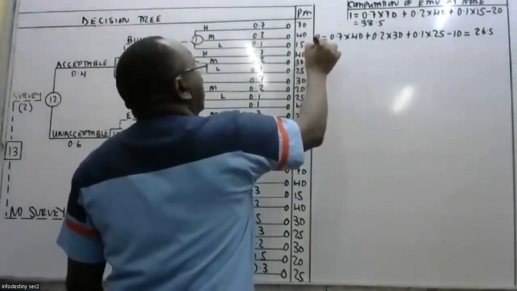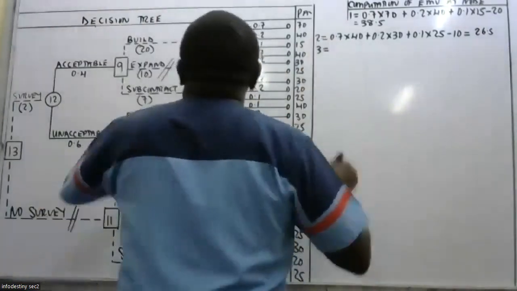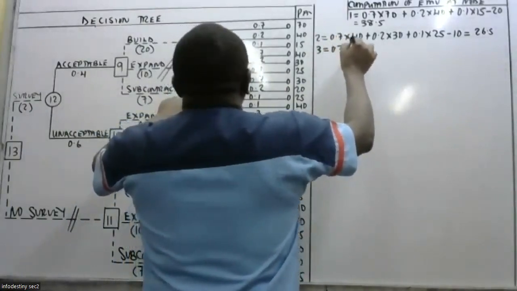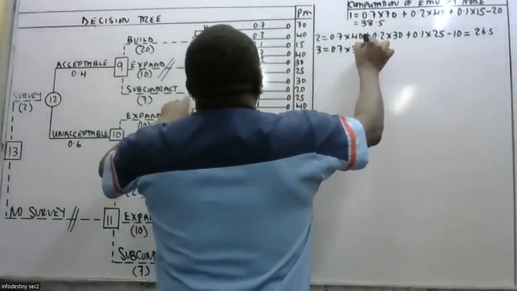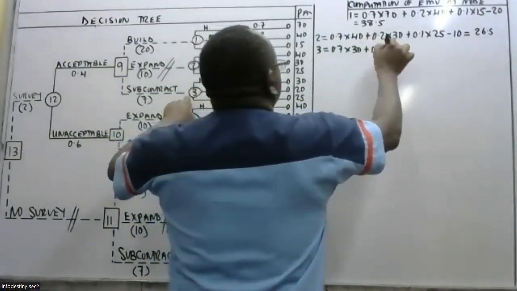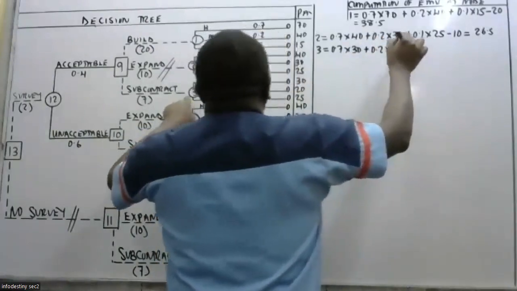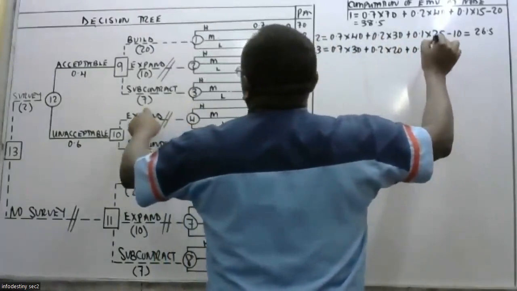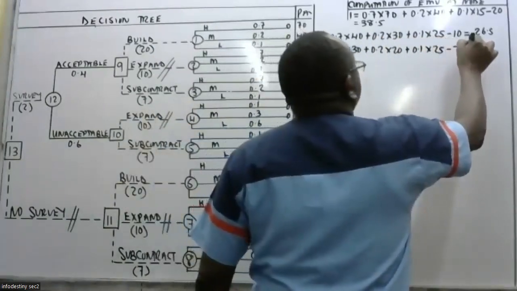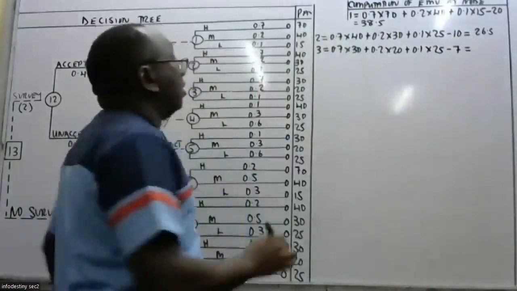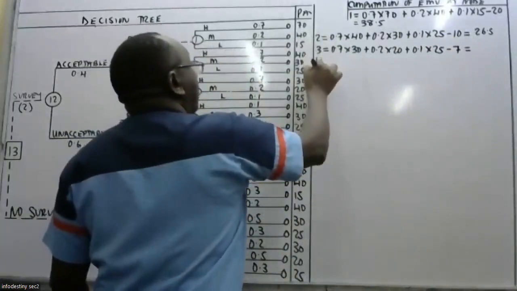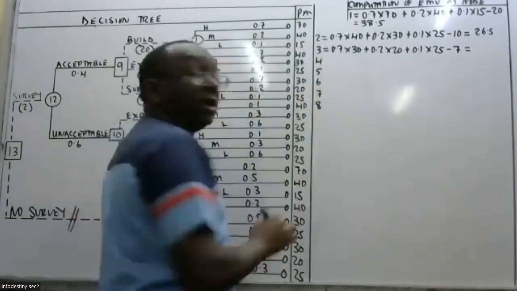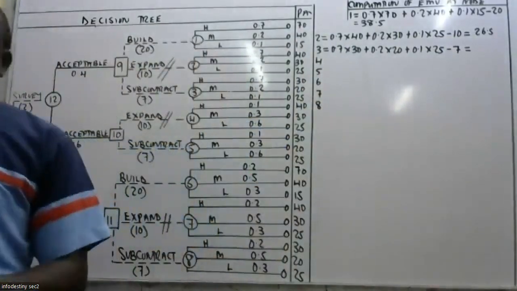We go to number 3. Number 3, we do the same thing. 0.7 multiplied by 30 plus 0.2 multiplied by 20 plus 0.1 multiplied by 25 minus the cost that is coming in of 7. So are you able to do the same for number 4, 5, 6, 7, 8? Quickly do that. I get the answers.